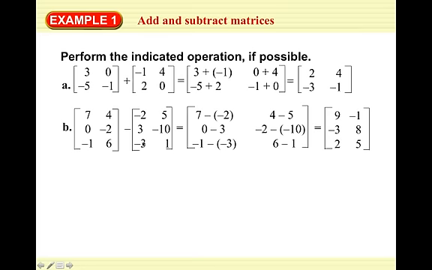And now we simplify. 7 minus negative 2, 7 plus 2 is 9, and then 4 minus 5 is negative 1. We get negative 3, positive 8, positive 2, and then 5.